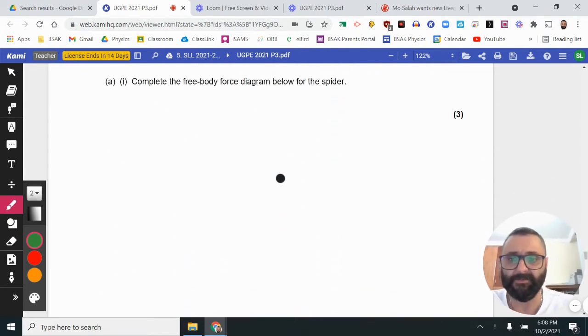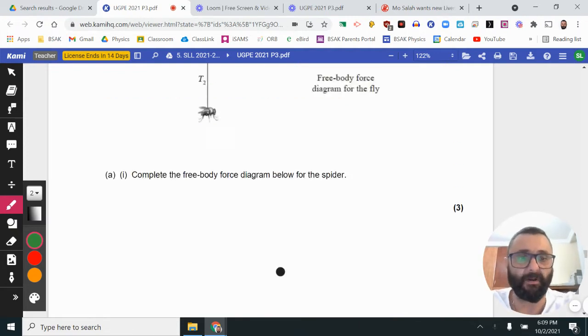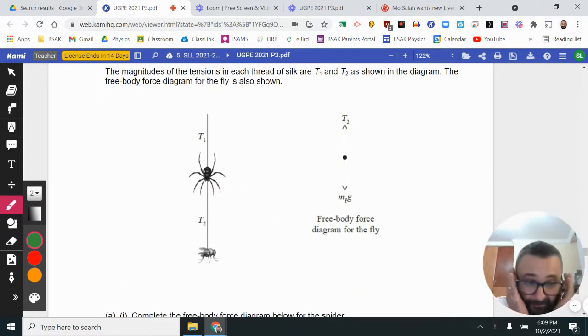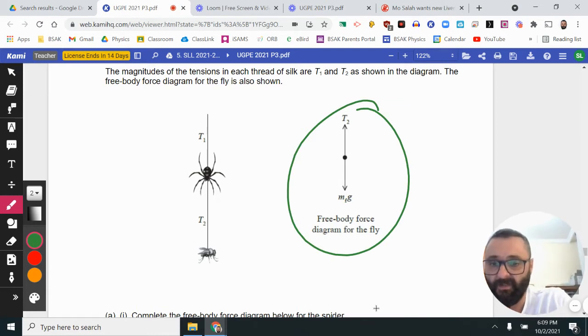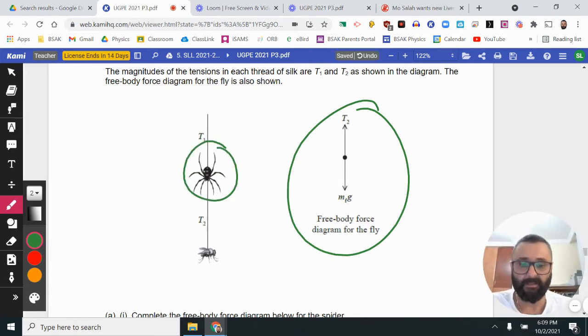I completed a free body force diagram for the spider. Remember, if you're drawing a free body diagram for an object, you only want the forces acting on that object. It really is that simple. So what do we want? It's given us the one for the fly here. We want one for the spider here, don't we? So what forces are acting on the spider only?